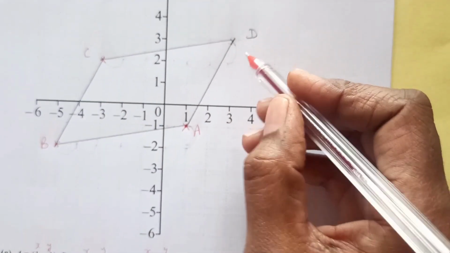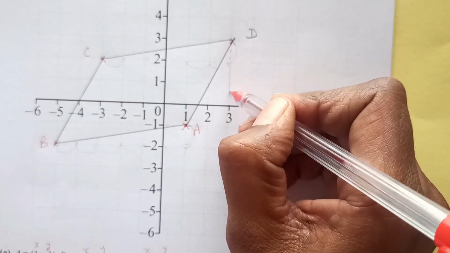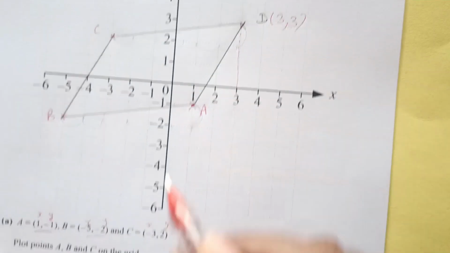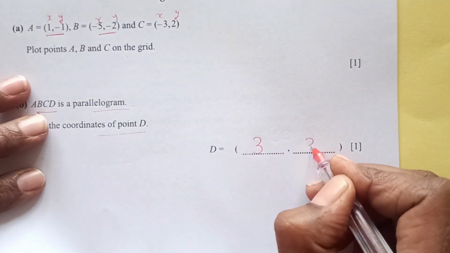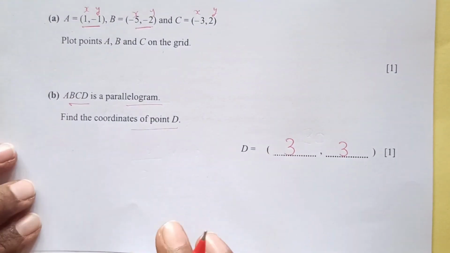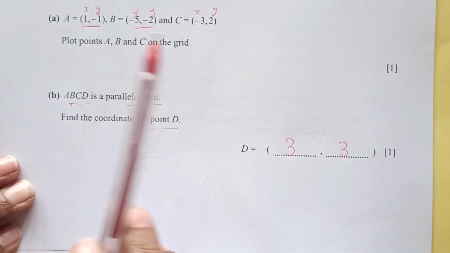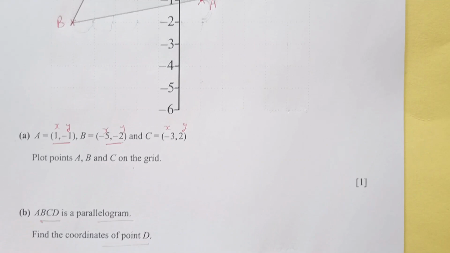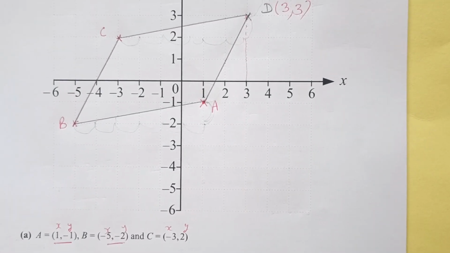So what are the coordinates of D? If you go down to get the value of x, that is 3, and go this way is 3. So the answer is 3 and 3. Your answer may be different if you choose another point to make the parallelogram. So let's move to the next question.